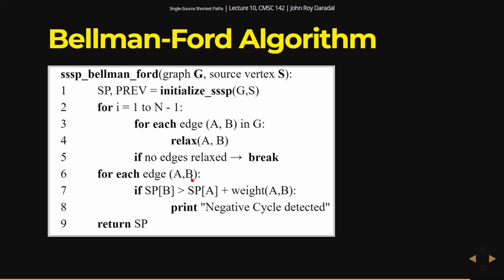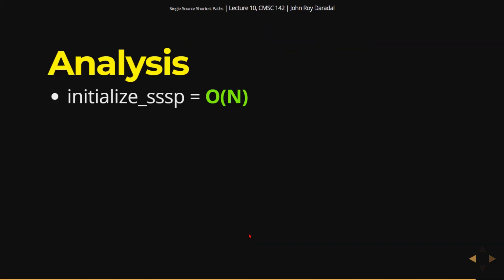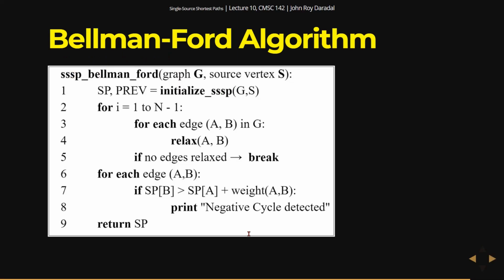So for each edge AB, if the shortest path of B is greater than SP of A plus weight AB, then there is a negative cycle, because going to B costs more than going from A and then passing through AB to go to B. So there is a better path if you started from A and then passed through AB. So it means that there is a negative cycle. This part detects the negative cycle, and if there are no negative cycles, then it will return the shortest path length.